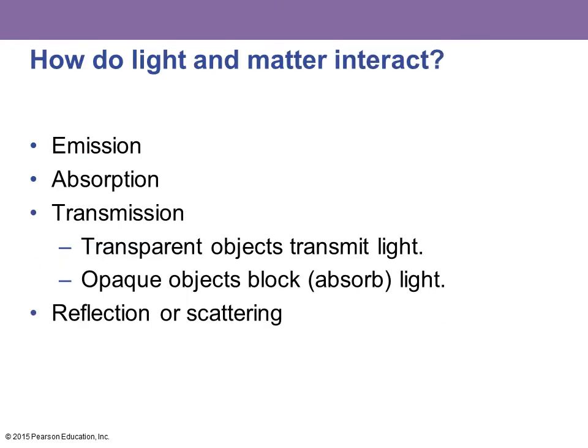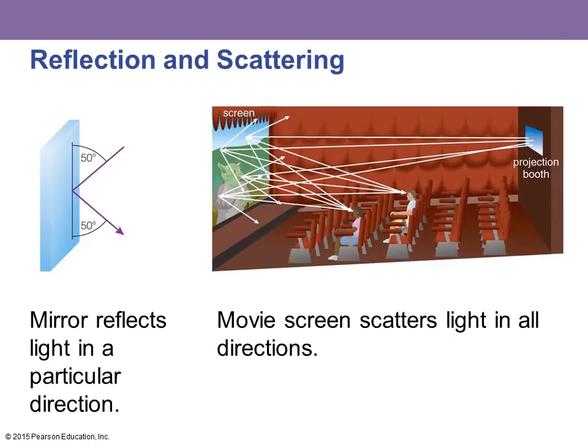So how do light and matter interact? Well, there are four ways that the book describes. By emission, light can be emitted and matter can give it off. Light can be absorbed, light can be transmitted, and light can be reflected or scattered by matter.